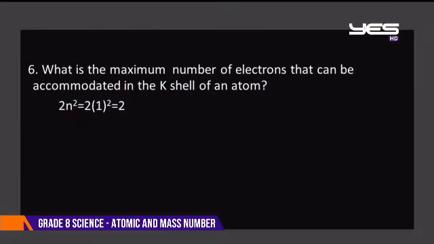And the sixth sample question is, what is the maximum number of electrons that can be accommodated in the K shell of an atom? That's our question. So what is the general formula? First you have to write the general formula, 2n square. Then K shell means n value is 1. 2 into 1 square. 1 square is 1 into 1, that is 1, into 2 we will get 2. That means the K shell can accommodate a maximum of 2 electrons.